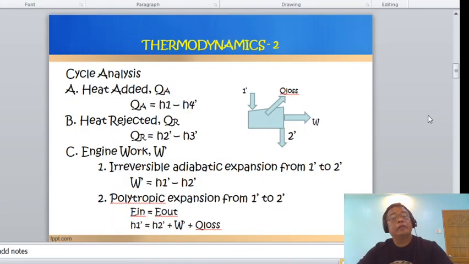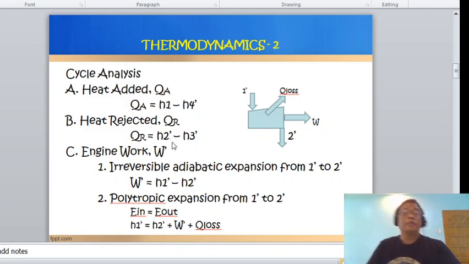The illustrations are all the same. The heat added again is h sub 1 minus h sub 4 prime, where h sub 4 prime is the final enthalpy at the boiler pressure. And the heat rejected, class, is h sub 2 prime minus h sub 3 prime. So we consider the final enthalpy, not the original one. The original is h sub 2.